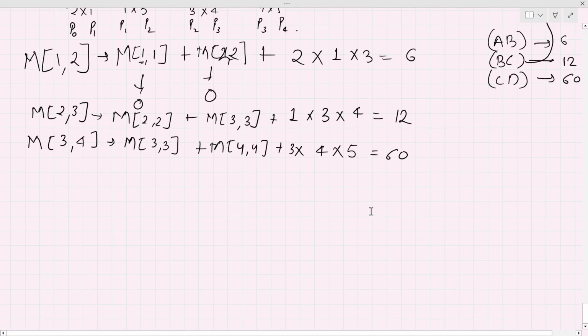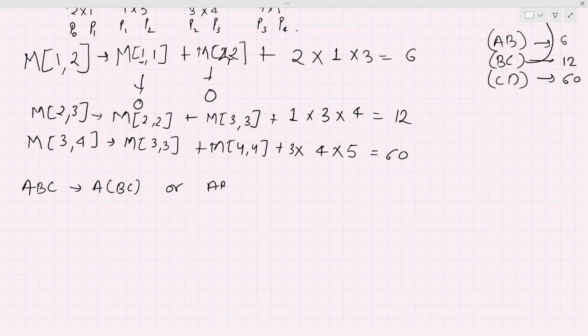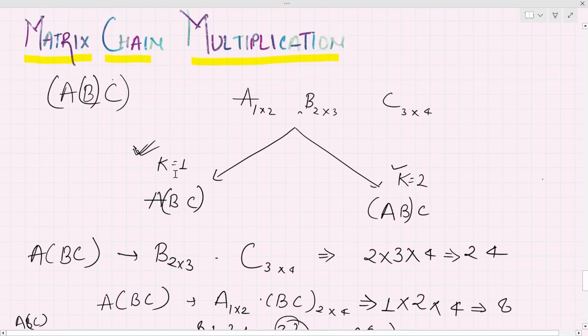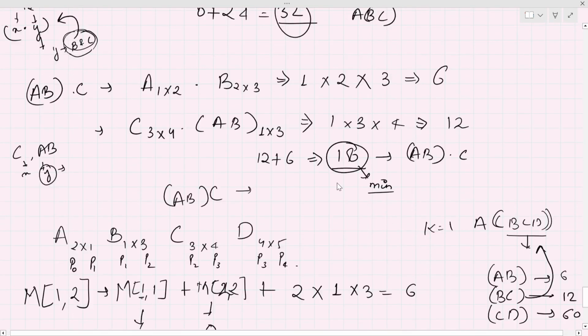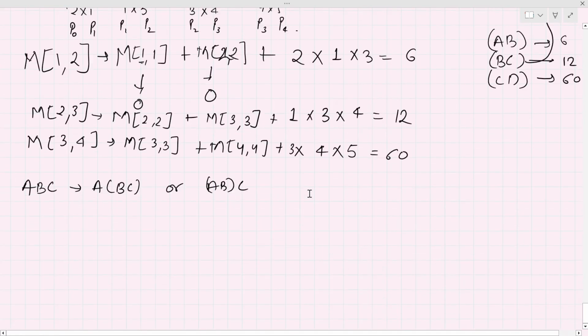Now we are selecting 3 matrices at a time, A, B and C. What combinations are possible when we have 3 matrices? Either we multiply B, C and then multiply with A, or we multiply A, B and then multiply with C. These are the two possibilities we saw above as well, when k is equal to 1 and k is equal to 2. Now we have to solve this. Remember, we have to select the minimum value.